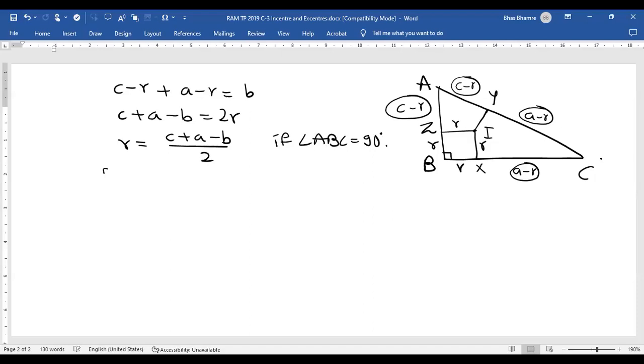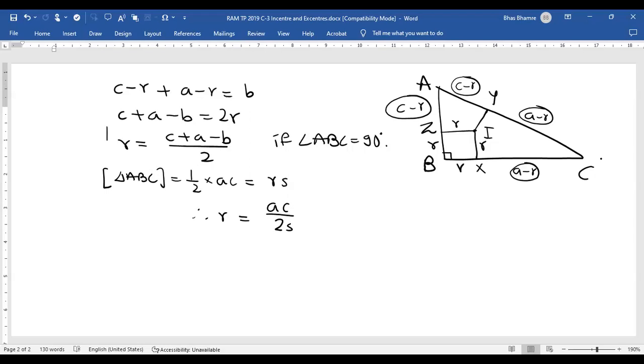Moreover, I have the area of triangle ABC as half AB into BC. So that is half AC, which is also RS. And then therefore R is nothing but AC upon 2S. Okay. So if a triangle is a right angle triangle, then we get this.